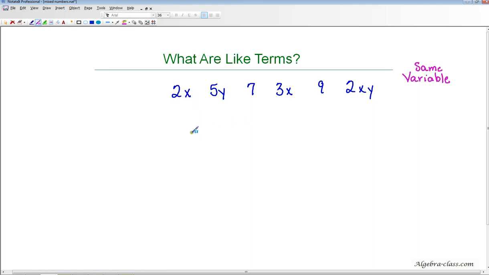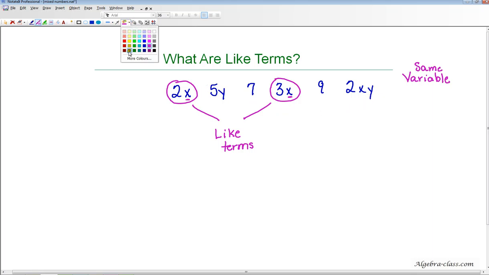When I look at this list of terms, notice that 2x and 3x have exactly the same variable. They both have 1x. So 2x and 3x are like terms because they have the same variable. We cannot combine any other term with these because no other term has just x. 2xy is not a like term because it also contains that y. So it's not exactly the same.